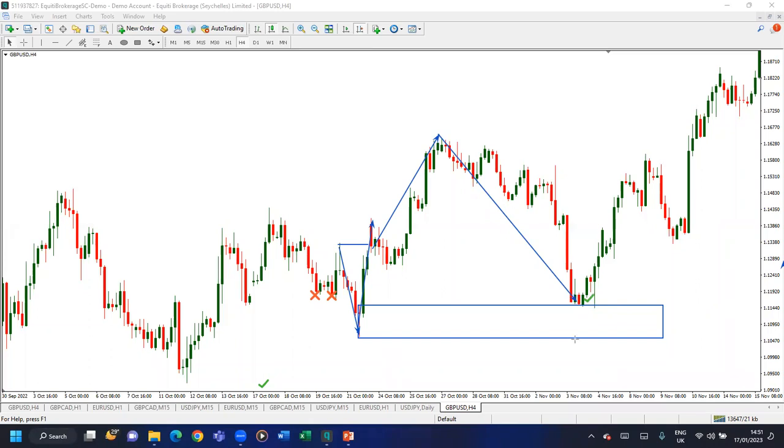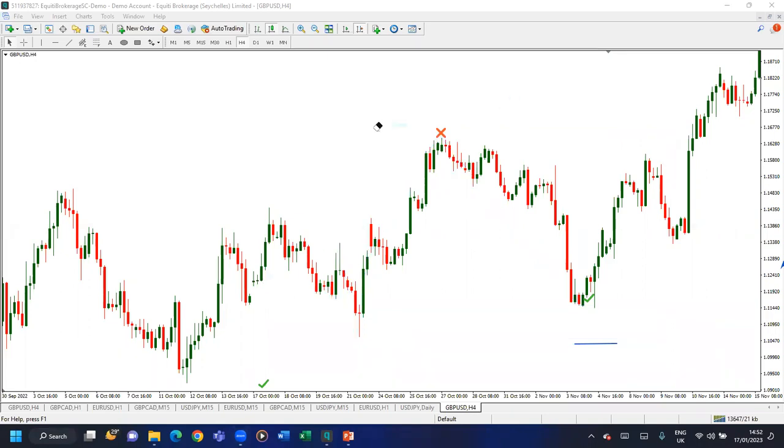The stop loss right below here, minimum 10 pips below here. Then take profit targeting this particular high here. So my take profit will actually be within this candlestick here. That's my take profit. All right.